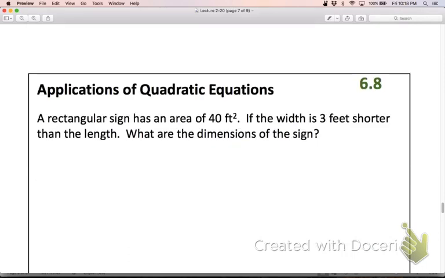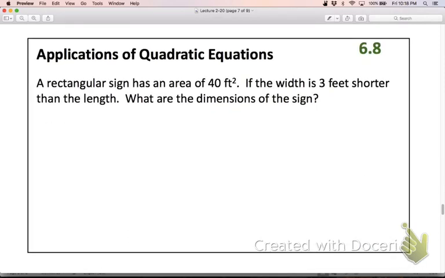Another example, a common application of quadratics, is with area. I'm not going to solve the rest of these from here on out, but I'm just going to show you how you would get them set up. It says a rectangular sign has an area of 40 feet squared. So I have a rectangle, and I know that its area is 40. It tells me that the width is 3 feet shorter than the length.